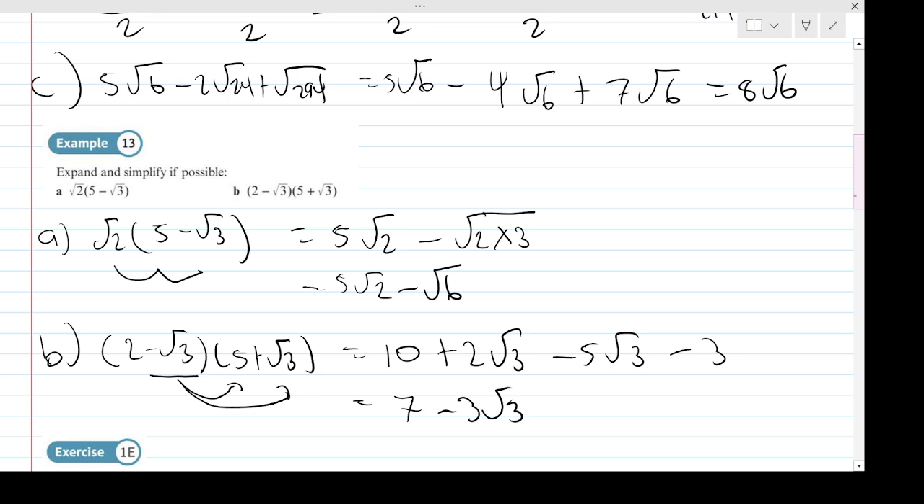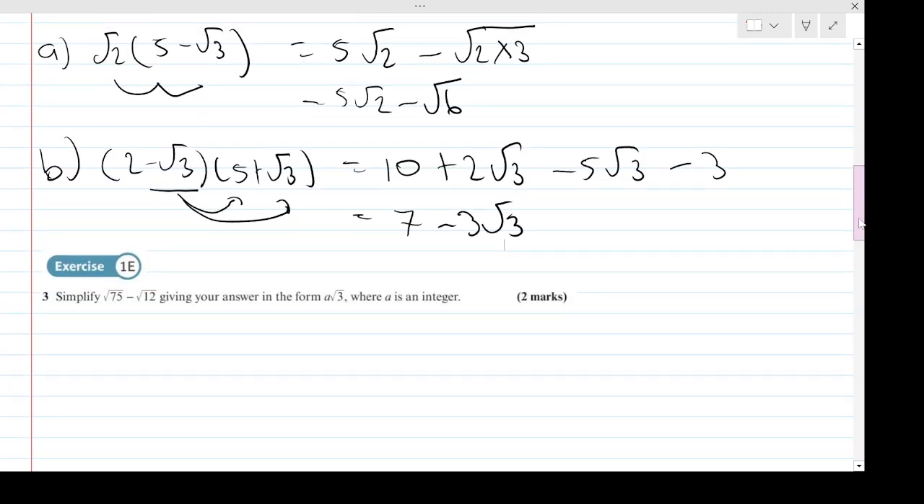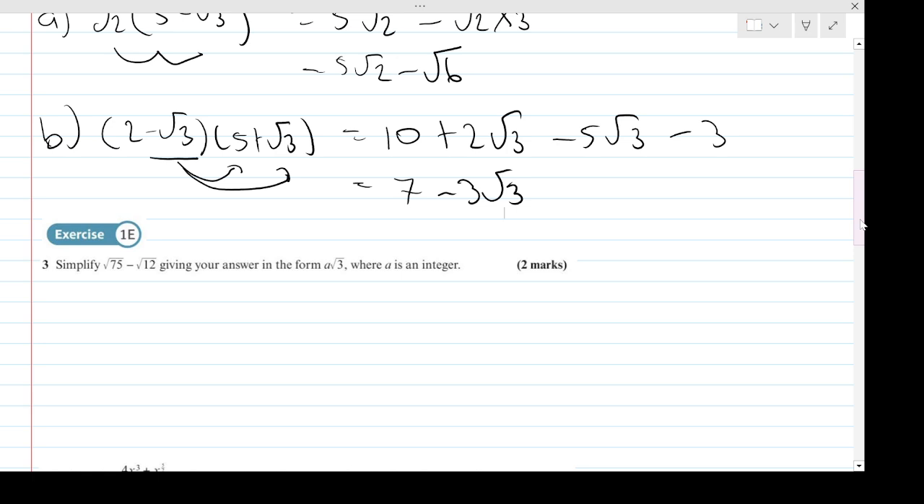Cool. So that's essentially the idea with surds. So let's look at some more examples then. Have a look at some exercise examples. Okay, so let's have a look at this. So we are told to simplify root 75 minus root 12.